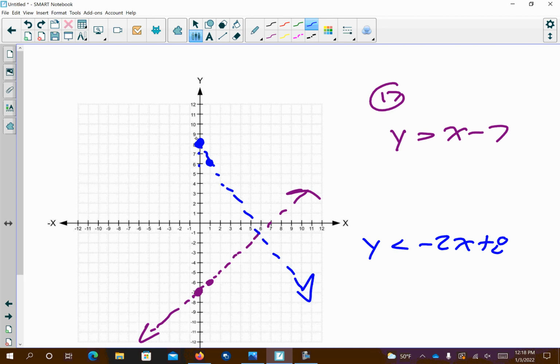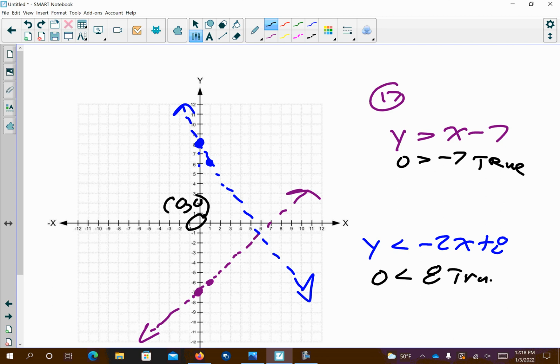So 0, 0 is to the left of this. So we want to take that 0, 0 and plug it into both. See if we can get it true. So 0 is greater than negative 7. That's true. 0 is less than 8. That's also true. So we're going to shade where the 0, 0 is. And that's all we have.